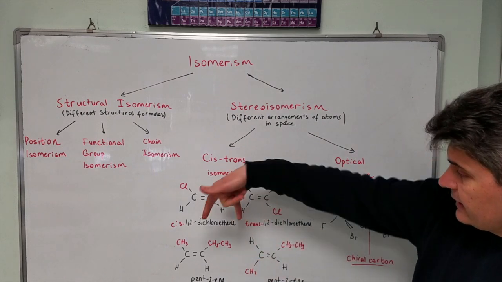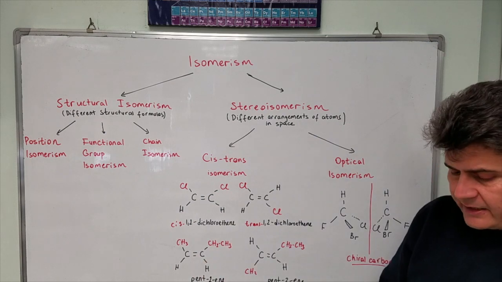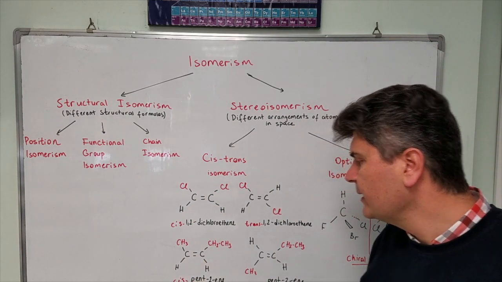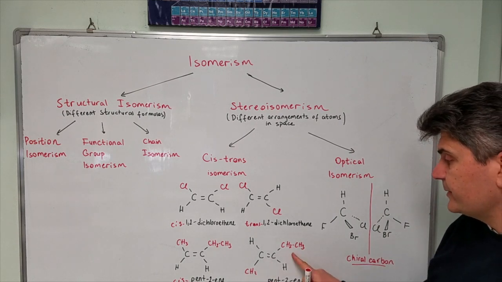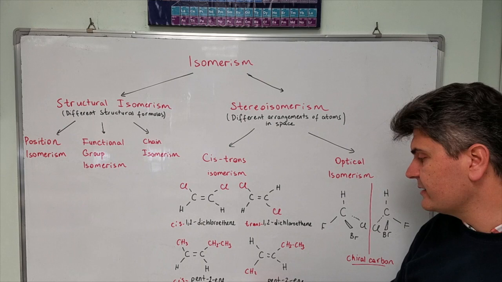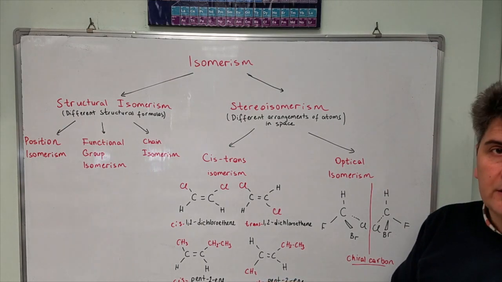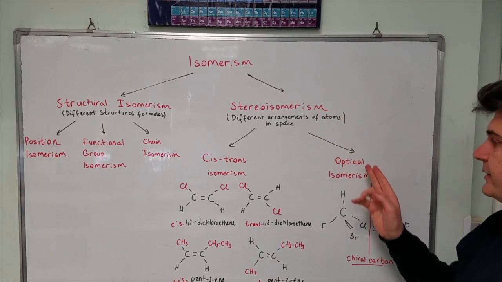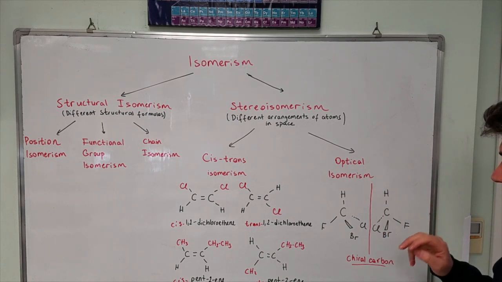But as you see, similar groups in here are on the same side of the molecule. That's why the first one is called cis-pent-2-ene. In the second one we have similar groups at opposite sides. That's why this is called trans-pent-2-ene. A second type of stereoisomerism is optical isomerism. In optical isomers, we need to have a chiral carbon atom.